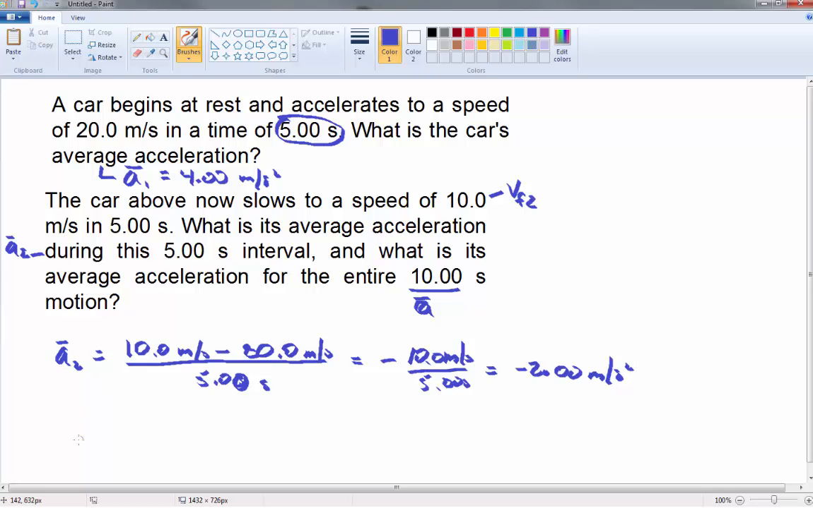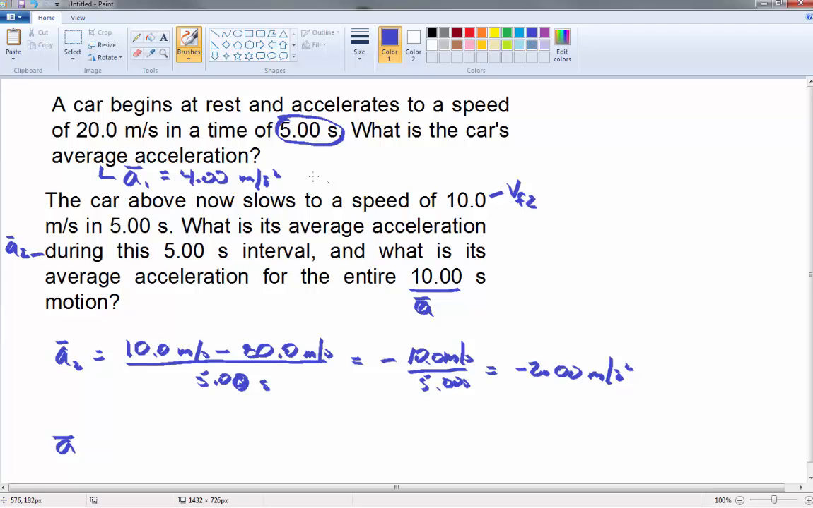Okay, if we want to find the average for the entire interval, what do we do? Well, you may be tempted to say the average for the entire interval is this plus this divided by 2. If you did that, you'd have 4 minus 2, which is actually a positive 2. Then divide that by 2, you'd end up with 1. However, that is not the correct way of doing this.